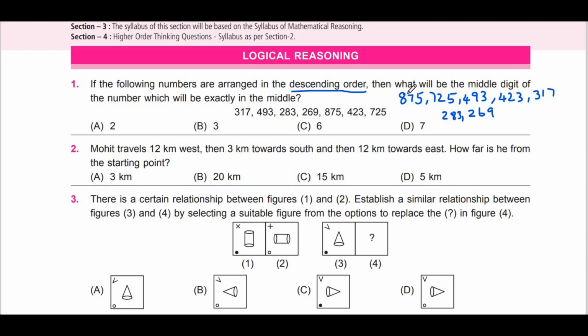You can check once. First is 800, 700, 400, 300 and 200s. We have written in our descending order, which is a bigger number to a smaller number. So our first part of the question is done. Then what will be the middle digit?